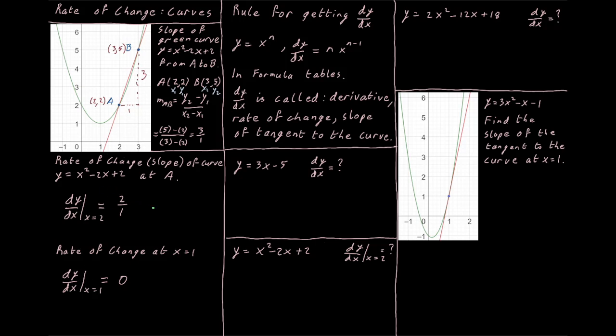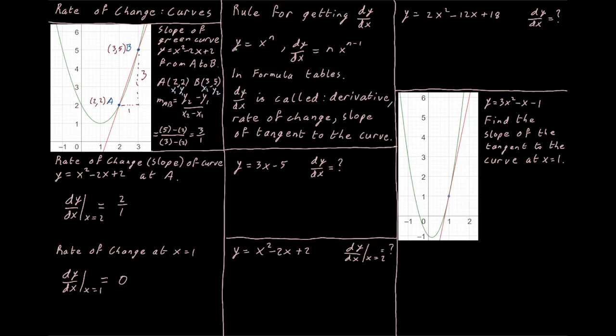Now we can't always just draw our graphs in order to figure out what the slope is going to be. So we have an algebraic rule for this, and this rule is in our log tables. So we're going to practice using this rule now. And this is called the power rule.